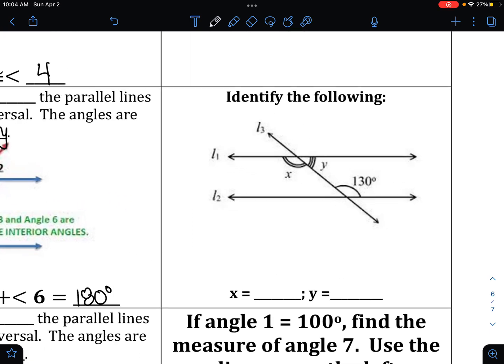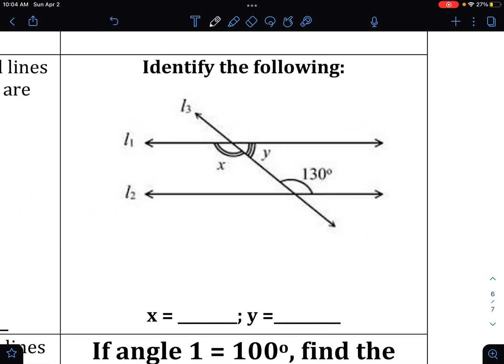So in this example, L1 and L2 are the parallel lines. L3 is cut by the transversal. So it wants you to find both the same side interior angle and the alternate interior angle. So 130 plus something should equal 180. And then what do you know about this angle and that angle? And you're going to fill in those blanks.